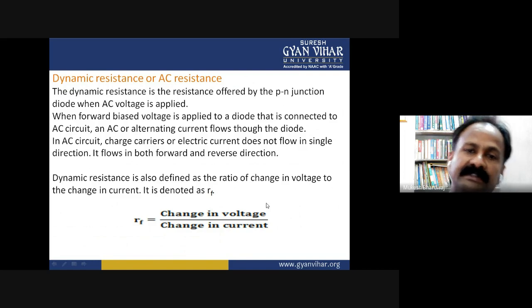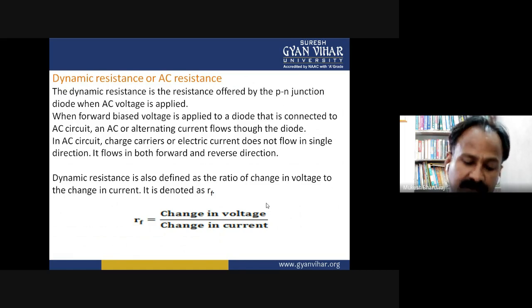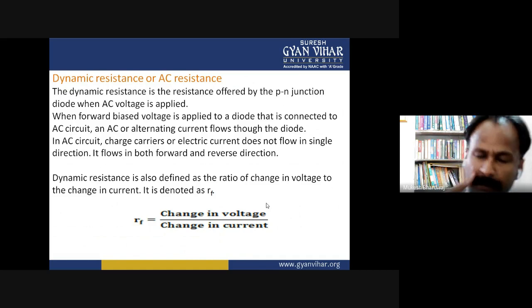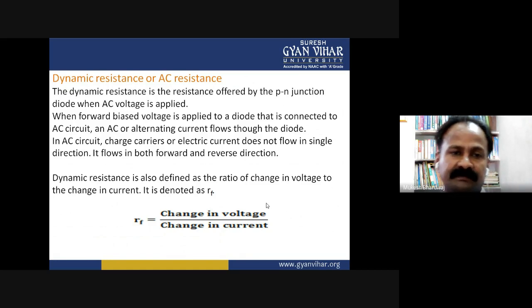Dynamic resistance or AC resistance. The dynamic resistance is the resistance offered by the PN junction diode when AC voltage is applied. So this is the basic difference between the dynamic resistance and the static resistance. That is, static resistance is the resistance when DC current is applied, and dynamic resistance is the resistance when AC voltage is applied.